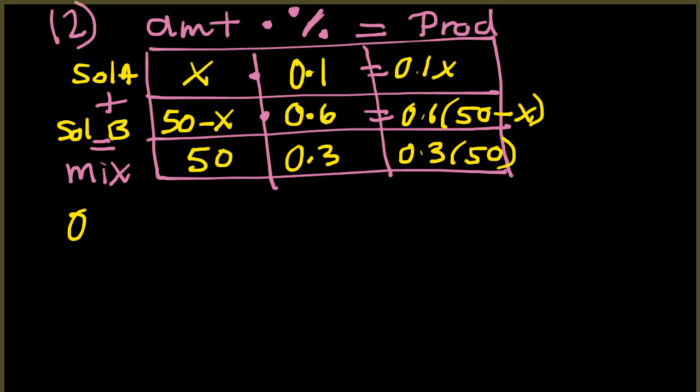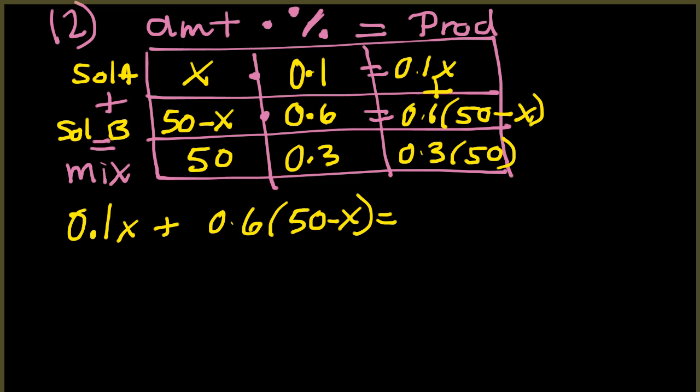0.1 X. I don't really need the parenthesis there. Okay, 0 and 1/10 X. Plus, remember we add going up and down, 0 and 6/10 times 50 minus X is equal to 0 and 3/10 times 50.